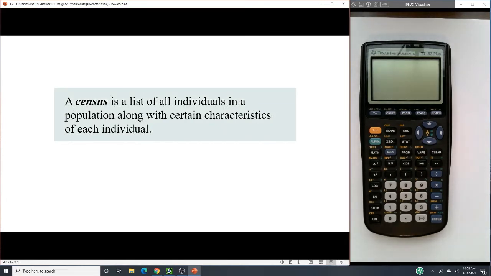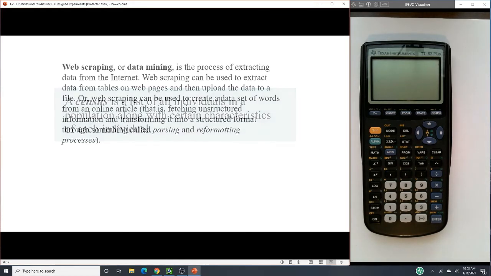A census is a list of all individuals. Let's talk about the U.S. Census. That means that we want to count everybody in the U.S. so that we get the best information and can make good determinations and have knowledge of every single person in that census.